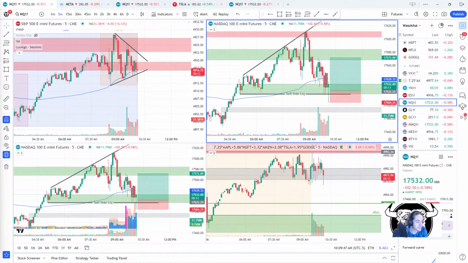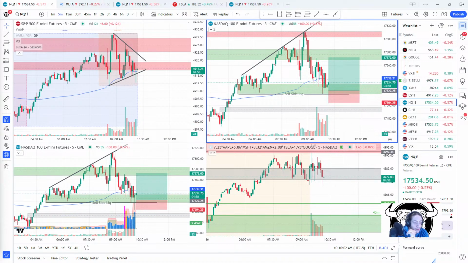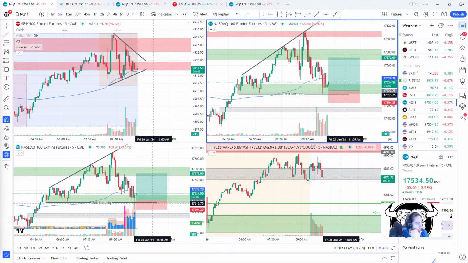Hmm. 10 seconds. Look at that buying pressure. I like that. I want to see a pullback before we go higher. But if the pullback's too strong, I'm not getting in.